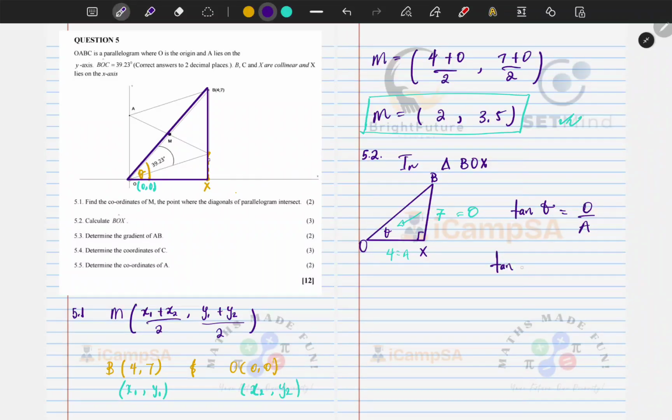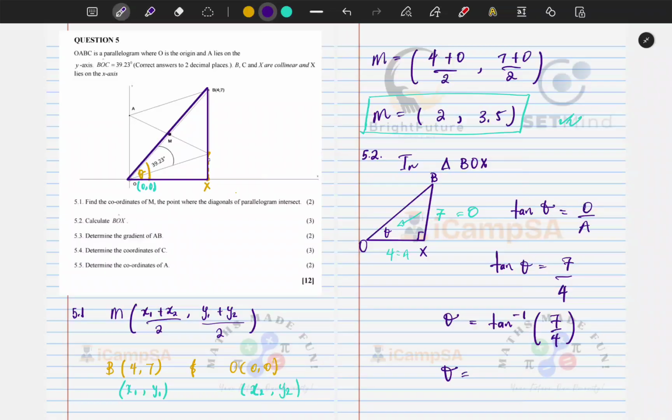And then now you have tan of theta. What is your opposite? Your opposite side is 7, and then your adjacent side is 4, right? And then now you can do your tan inverse. So theta is going to be your tan inverse 7 over 4. What answer do you get when you punch your calculator? If you say tan inverse 7 over 4, you should get 60.25.